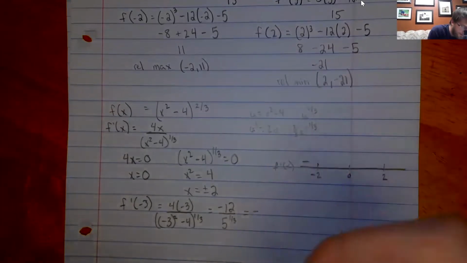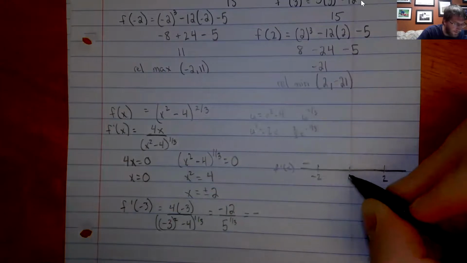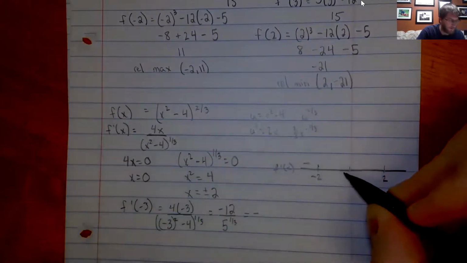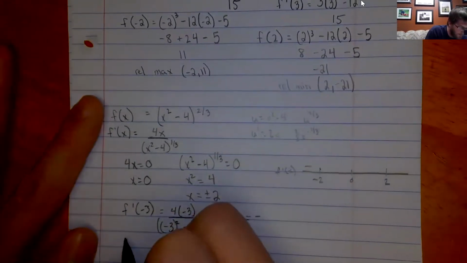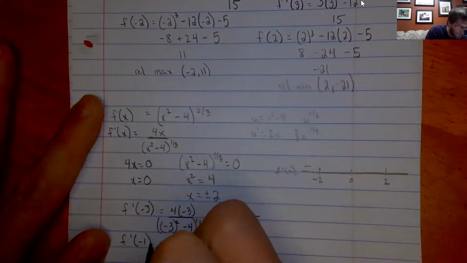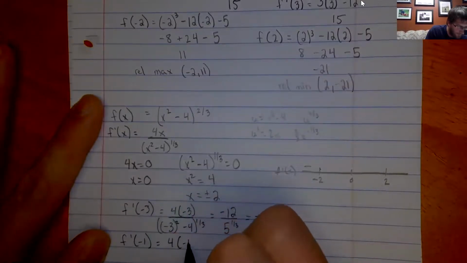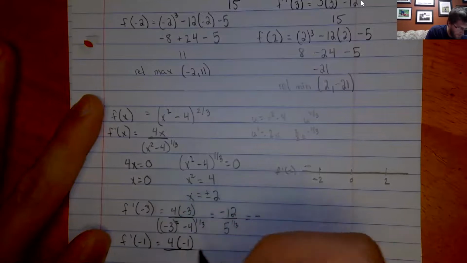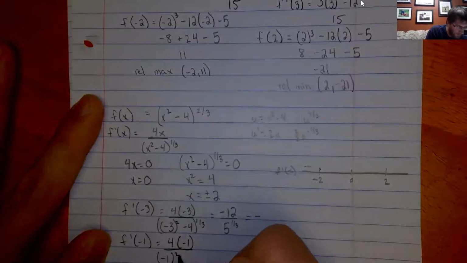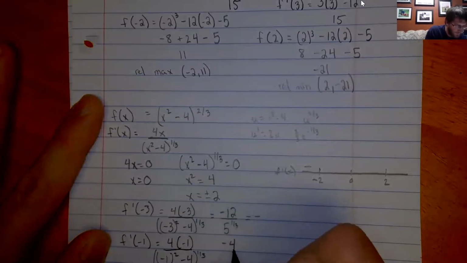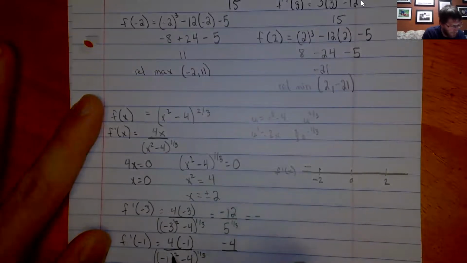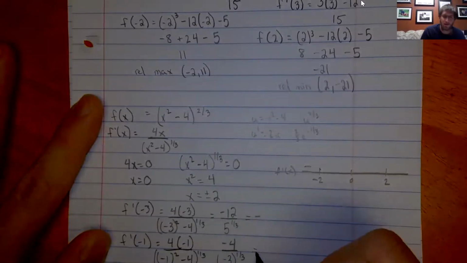If I put a 0 in, sorry, a -1 in, I have to go between -2 and 0. So I put a -1 in, I get 4 times -1. -1 squared minus 4 to the 1/3. So that's -4. -1 squared is 1. 1 minus 4 is -3. -3 to the 1/3 is a negative number. Negative divided by negative is positive.